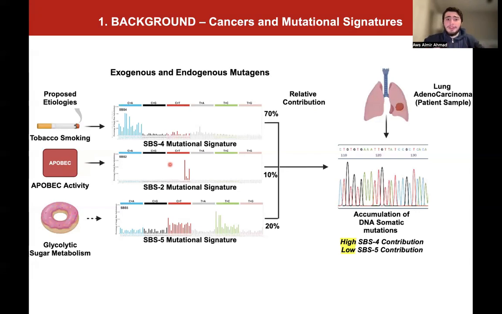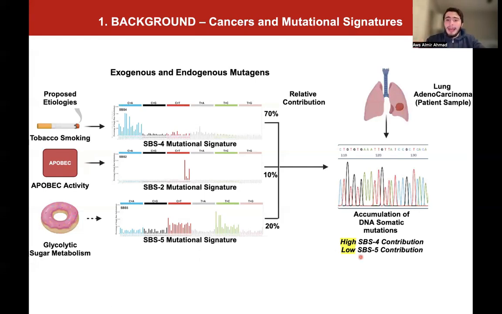Some mutational signatures like SBS4 have a traceable causation, in this case, tobacco smoking. Others, and actually many, including SBS5, which is the focus of our research project, do not have a well-defined traceable cause.